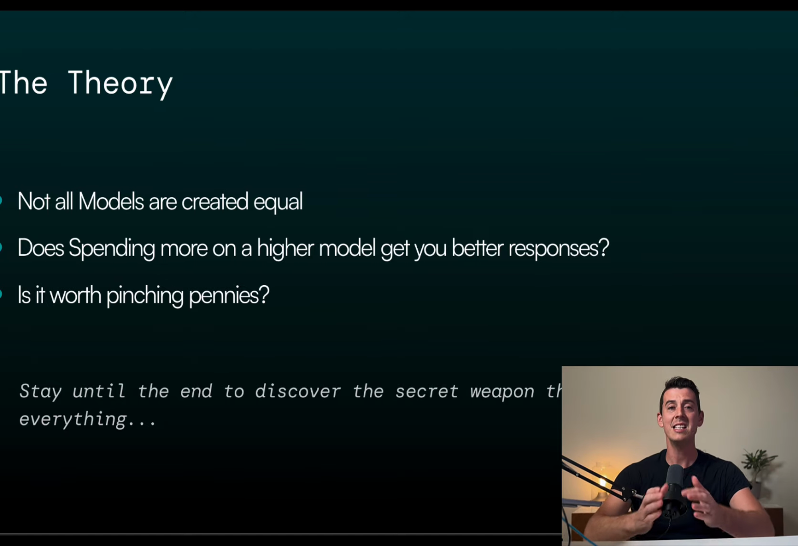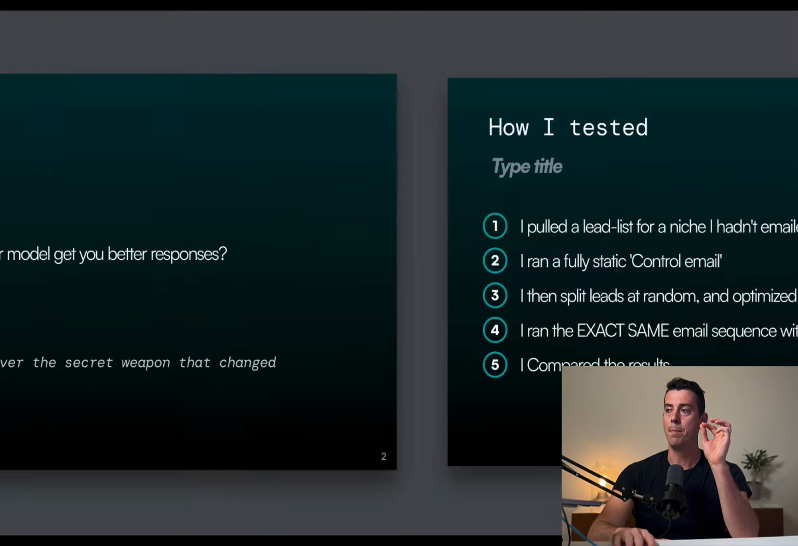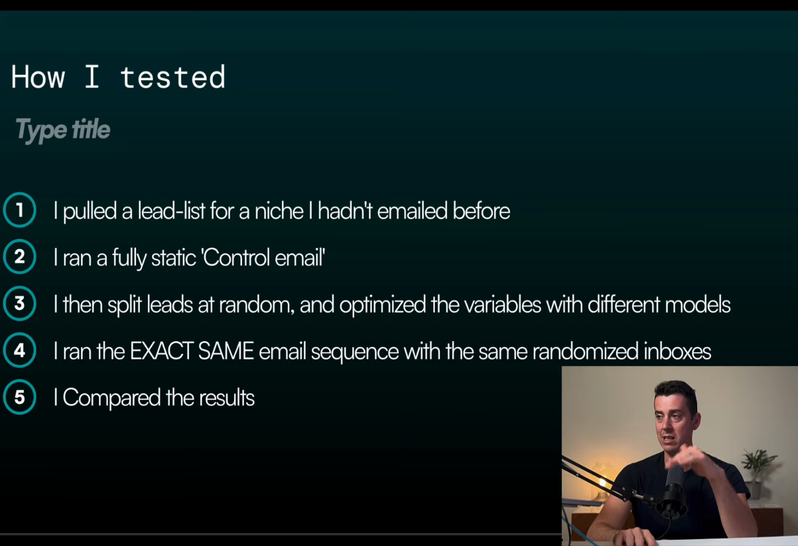So here's how I tested. First, I pulled up a lead list for a niche I hadn't emailed before. I ran a fully static control email that I'm going to show you in a sec. And then I split test leads at random and optimized the various variables.